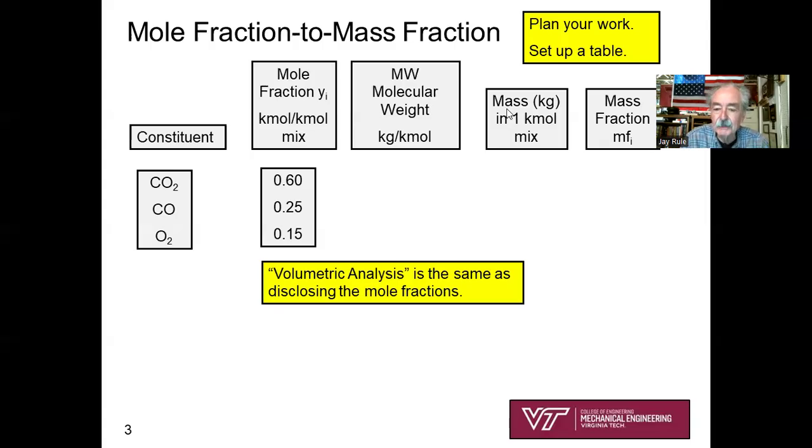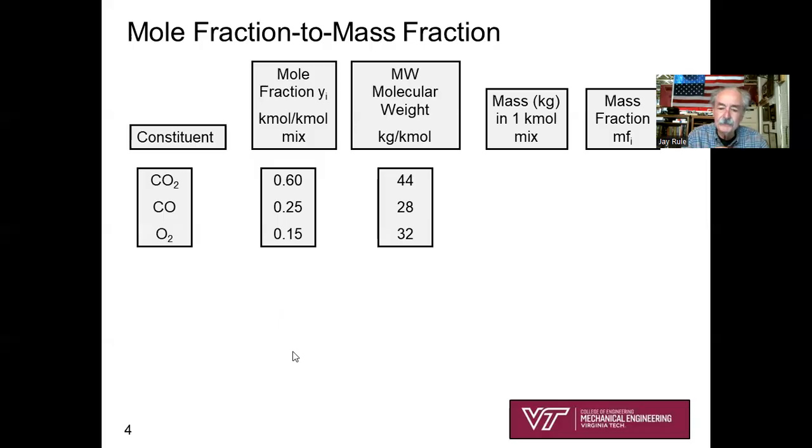The next column is going to be the mass in kilograms contained in 1 kilomole of mixture. I'm going to show you how to get that. And the last column is going to be the mass fraction. That's what you're seeking to find. So you write that out. Okay, write that table out, then start filling in the blanks.